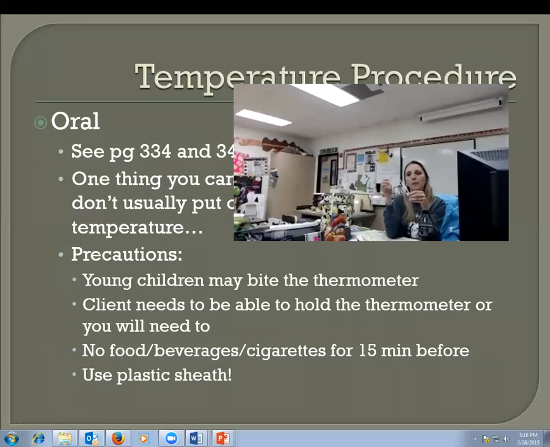The dirtiest part of the thermometer is the part that goes in their mouth. Even though it's going to be covered by a sheath, who knows? What if they bit through it, or we pulled a hole into it when we were taking it off, or whatever. So clean to dirty. Start at the bottom, and work your way up. That's how you clean them, and then you put that thermometer sheath on there.